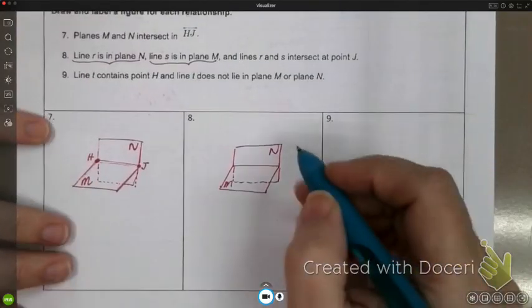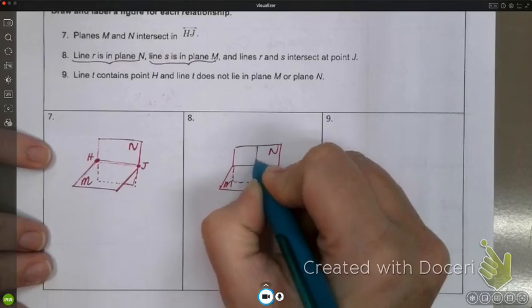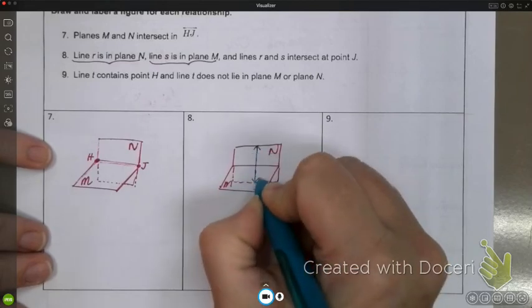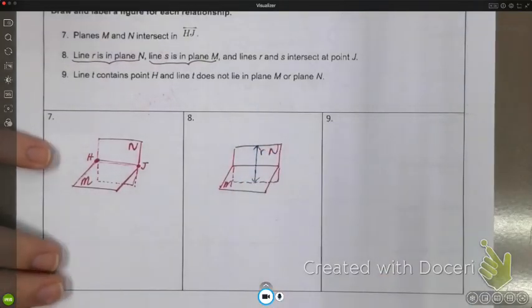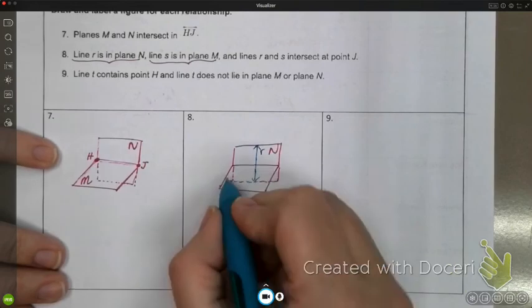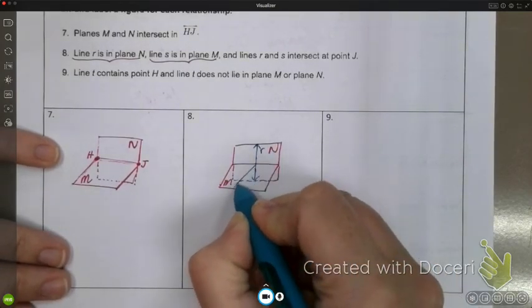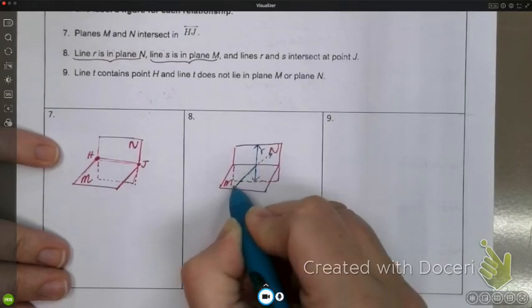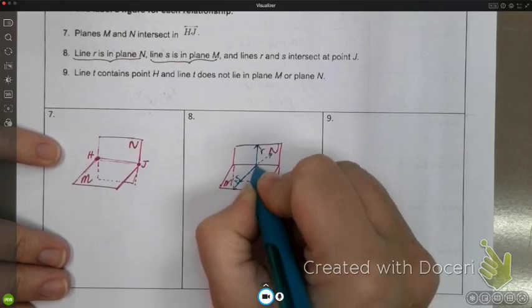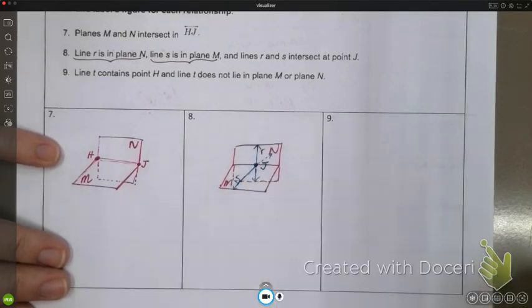Line R is in plane N. So I'm going to call this right here line R. Line S is in plane M. So it doesn't really matter how I draw it, but let's say S goes like this. And then it would keep going behind. And they intersect at point J.